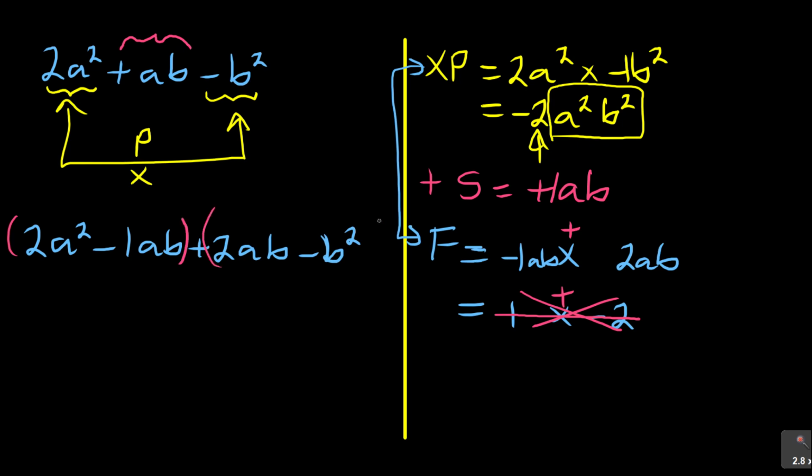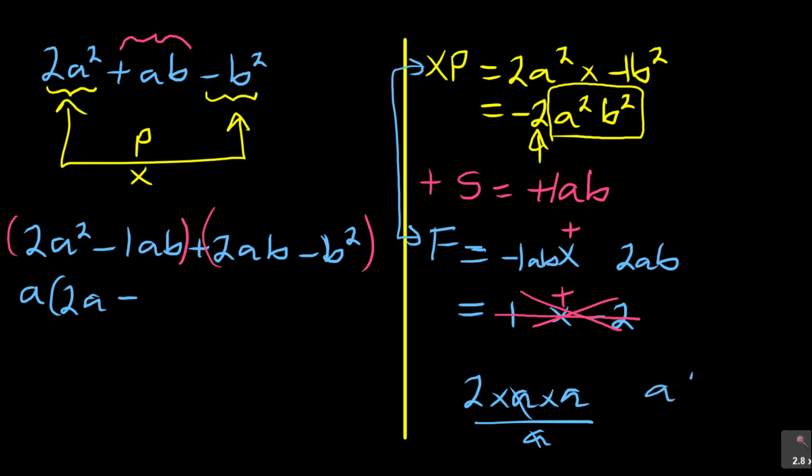Then you use grouping. Group the first two. What's common in the first two? 2a squared minus ab. You've got a being common. So what you're doing is you're saying 2a squared, which is 2 times a over a. You cancel, you've got 2a here. And then minus, then you've got ab. You're dividing by a. You cancel, you've got b remaining.